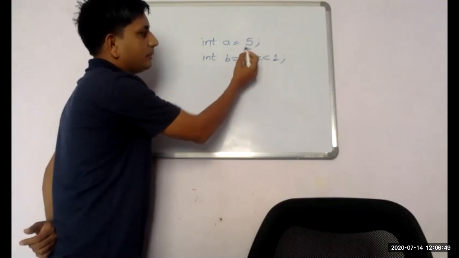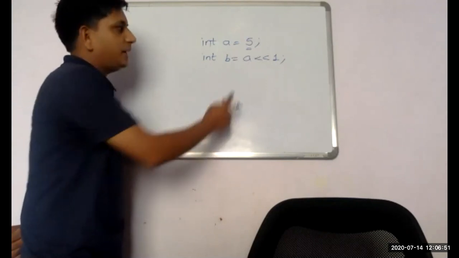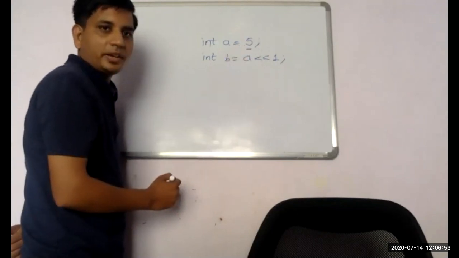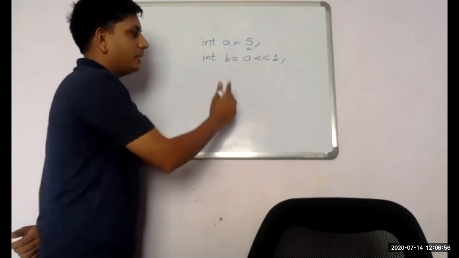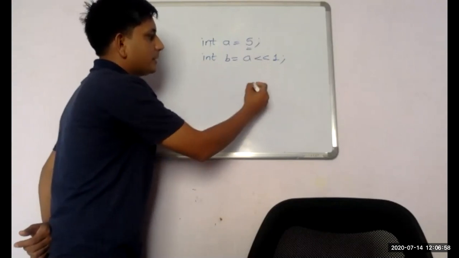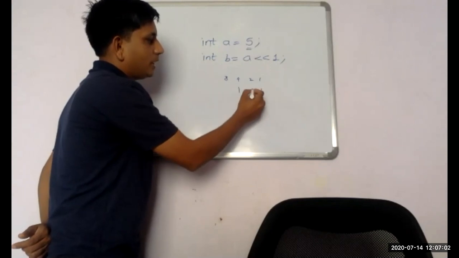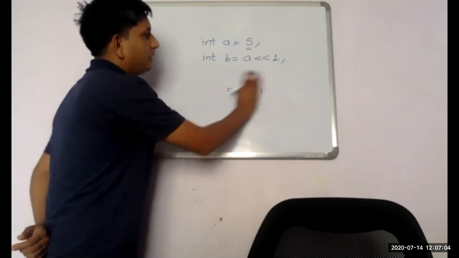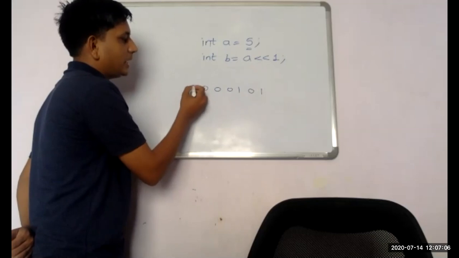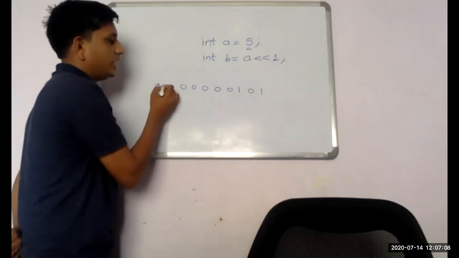First find the binary value of A, that is 5. The binary value of 5 is 1, 2, 4, 8, so it is 1, 0, 1, and the remaining bits are 0, 0. So this is A.